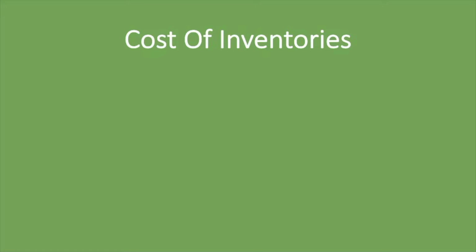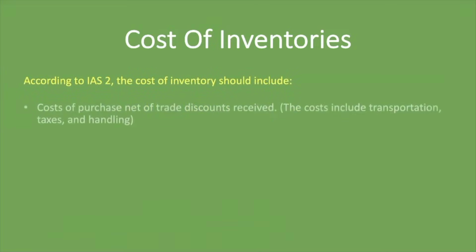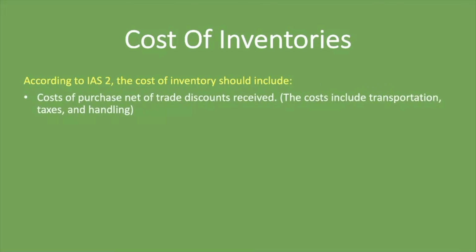Now, let's look at how the cost of inventories is derived. According to IAS 2, the cost of inventory should include the cost of purchase net of trade discounts received. What we are saying here is that whatever cost you include as the cost of your inventory should not include any discounts you have received from your supplier. So the cost includes transportation, taxes, and handling. That's very important. So whatever transportation you used to bring your inventory to your warehouse, and your taxes and your handling, that will form part of the cost of inventory.